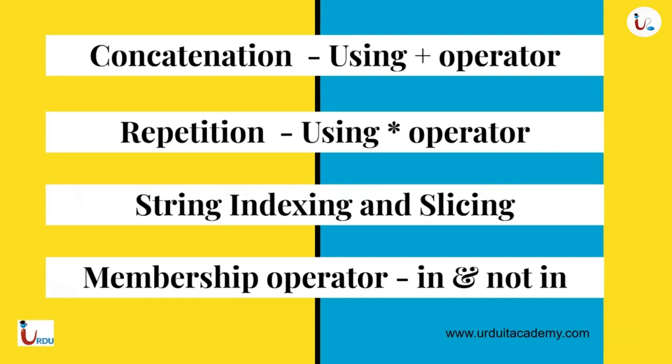Okay, same way, repetition operator using the star. Repetition operator means you can create new strings by concatenating multiple copies of the same string. For example, if I'm writing good morning star 5, then it will be printing good morning, good morning, good morning, good morning, good morning 5 times, as a single string. All right. After that, we're going to learn about string indexing and slicing, and membership operators in and not in. Okay, let's look at the examples.